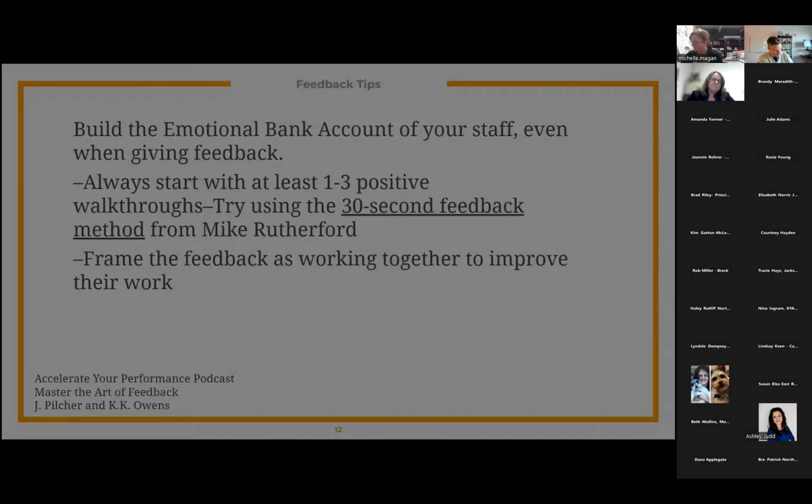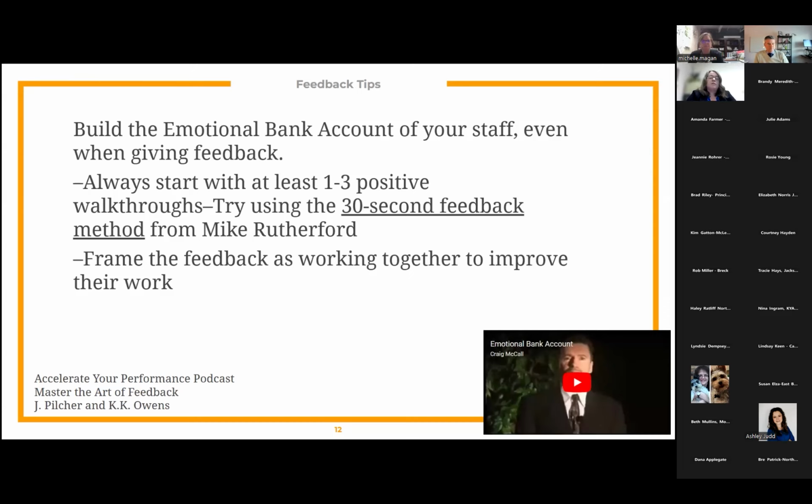So a lot of us talked about making sure that feedback is positive, and that is an important aspect of feedback and the one that my staff wanted most from me. But words of affirmation is not really my love language, so it took me a little practice to get there. But it is important to build people's emotional bank account.